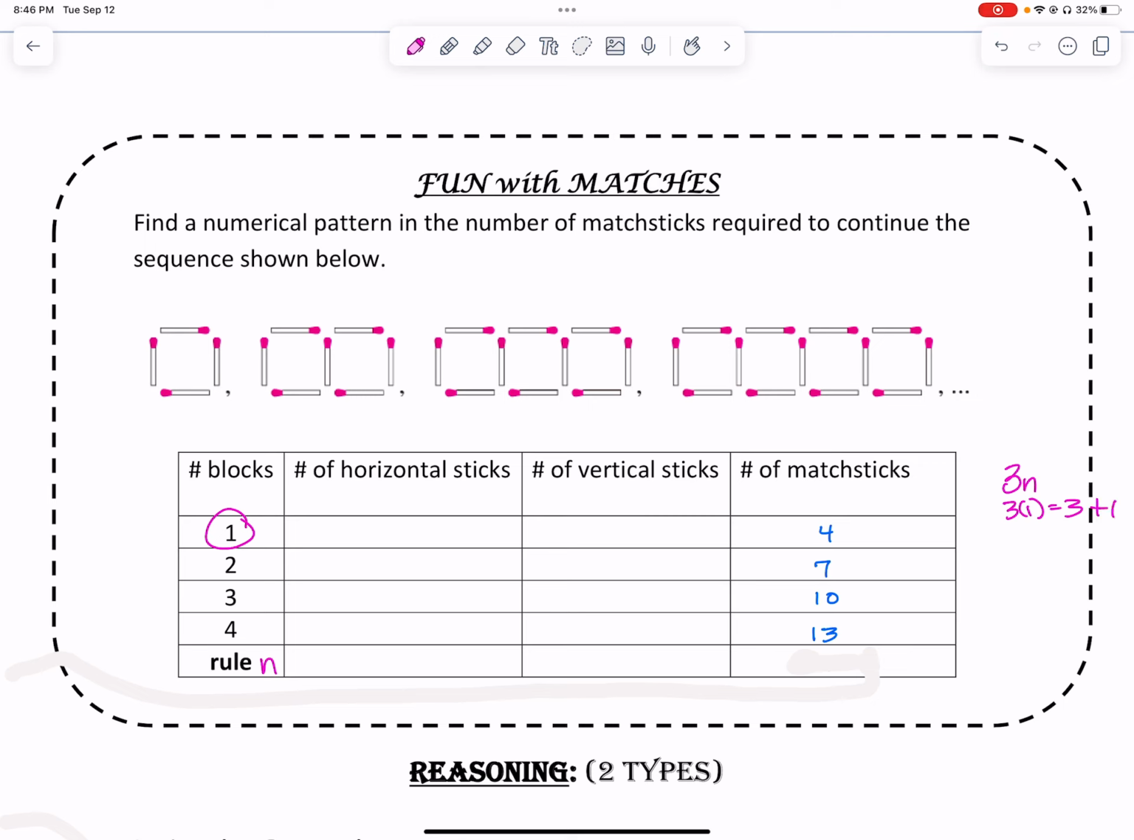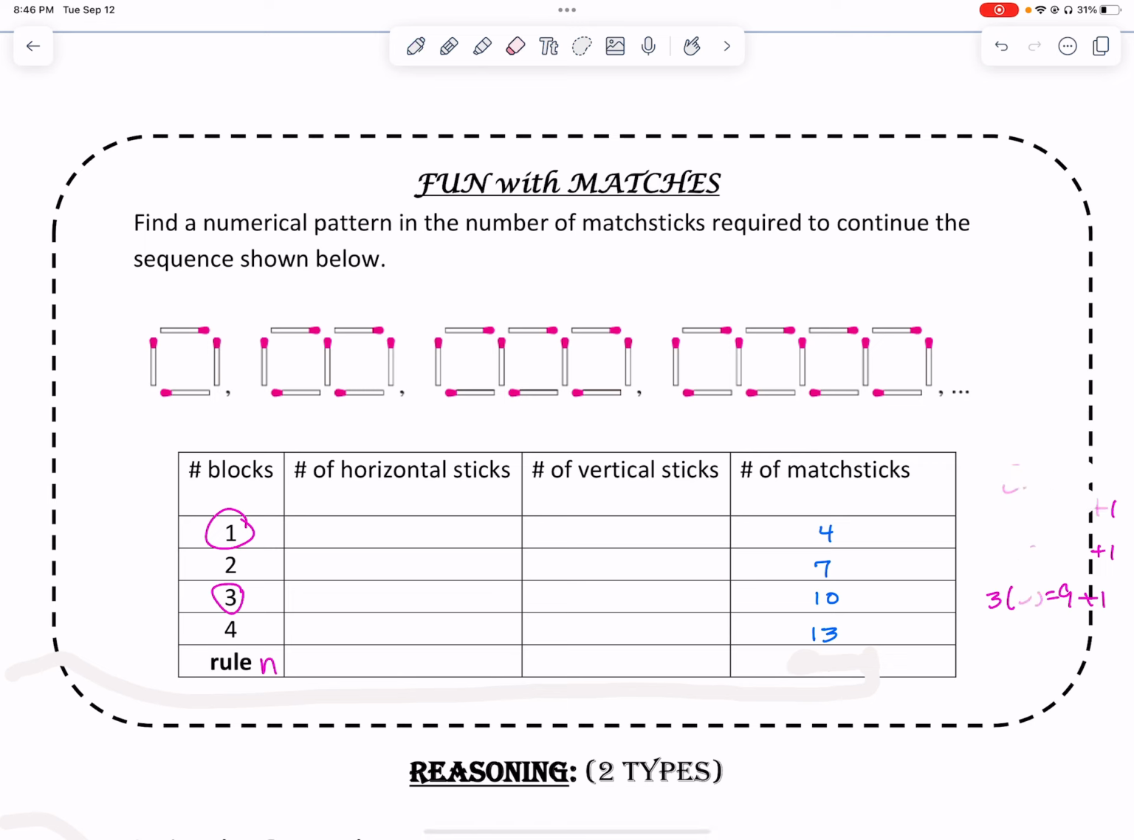Let's try it with 2. 3 times 2 is going to give me 6. That's not what I have here, right? I need 7. So I'm going to add 1 again. Same thing with the next one. 3 times 3 this time. That's going to give me 9. Notice I've got to add 1. So each of those looks like my answer might be 3n plus 1.